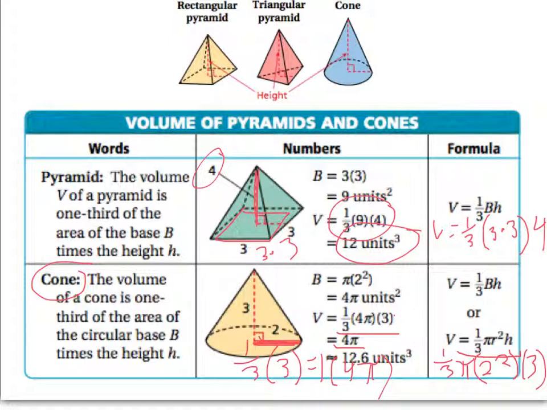Okay, so the main thing we need to remember, it's 1/3 times base times height. You need to ask yourself, what is the base? If it's a rectangle, like the top one, then it's length times width. If the base is a circle, then you're going to do 1/3 times pi r squared. Okay, so always ask yourself, what's the base and how do you find the area of the base?